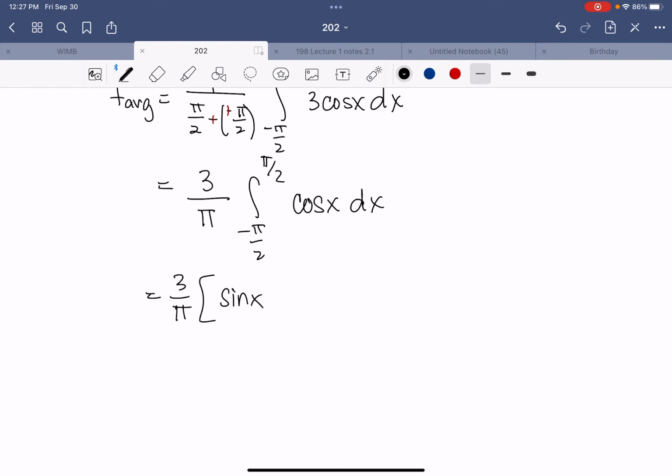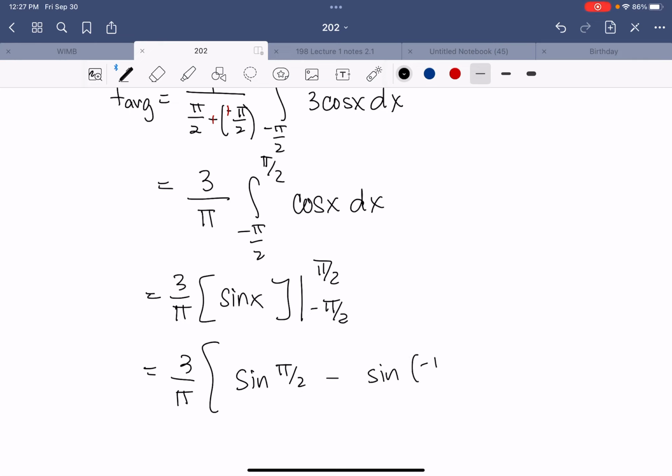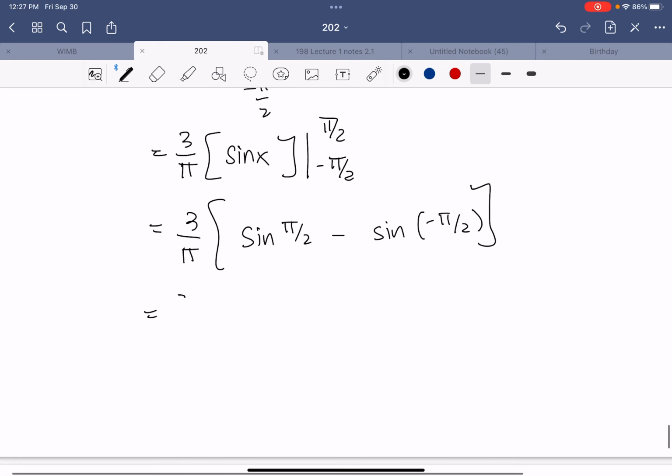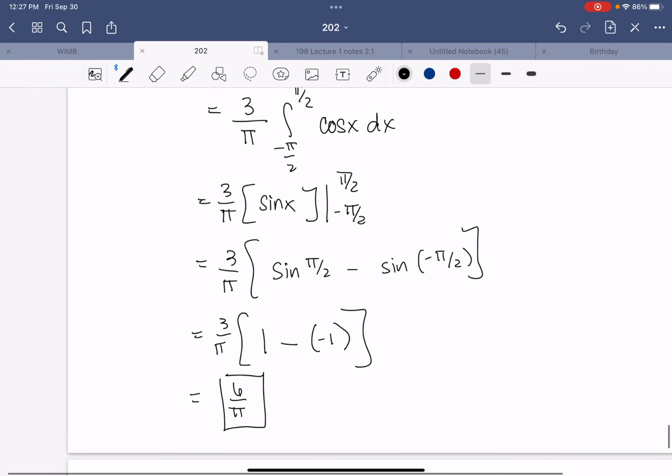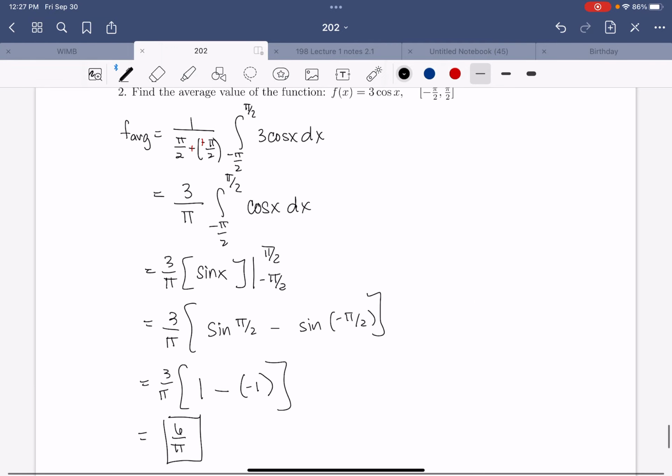Sine x evaluated from -pi/2 to pi/2. So we have 3 over pi, and that's going to give us sine of pi/2 minus sine of -pi/2. And sine of pi/2 is 1, and sine of -pi/2 is -1. And this is going to give us 6 over pi. Okay, and so that is number 2 from the guided practice.